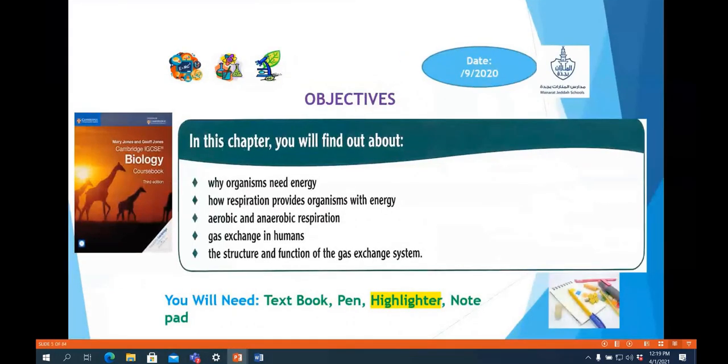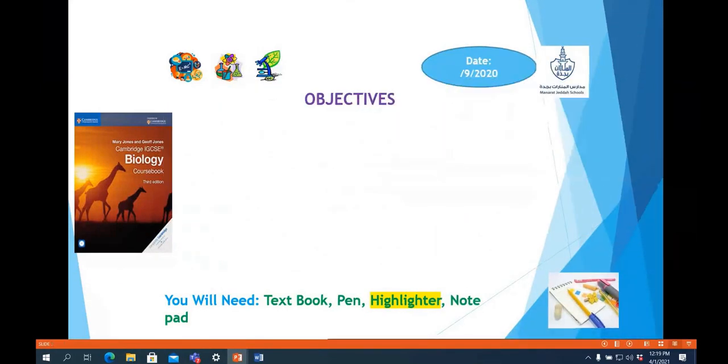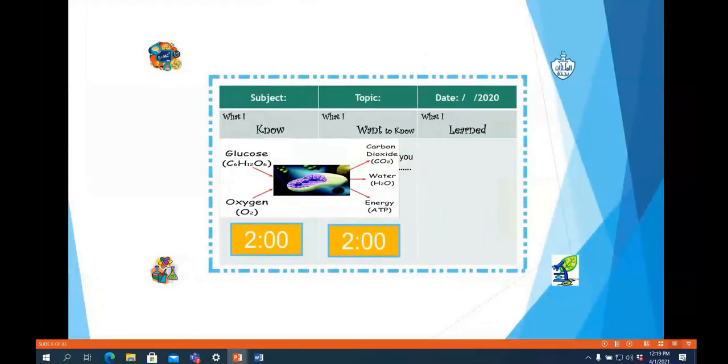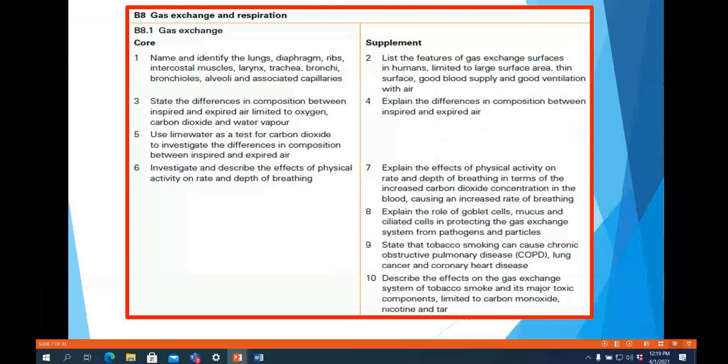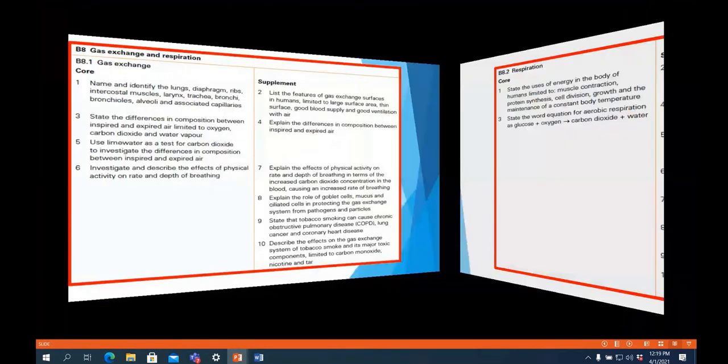The objectives for the topic today would be to discuss the breathing movements, which will also come under the structure and function of our gas exchange system, which is our lungs, how they work. So the core and the supplement objective would be to state the difference in composition between inspired and expired air, limited to oxygen, carbon dioxide, and water vapor. So I believe we did this last time, or we are about to do it today. And we'll discuss a few experiments after we discuss the breathing movements.